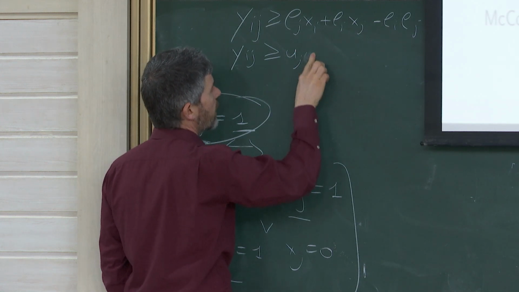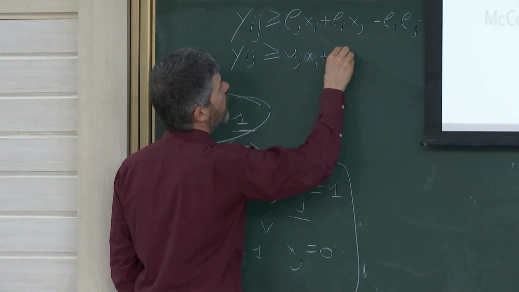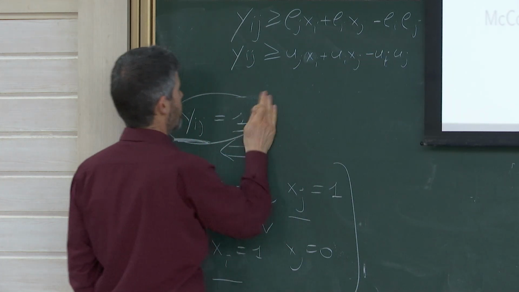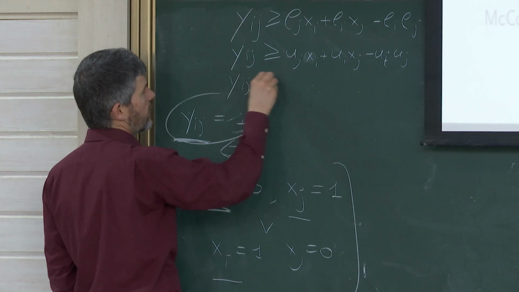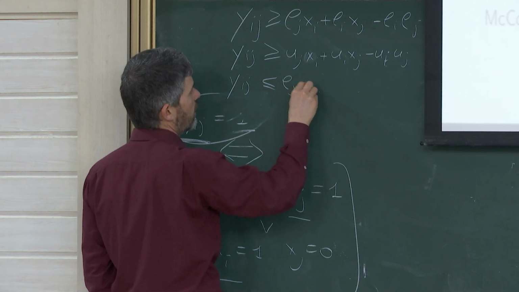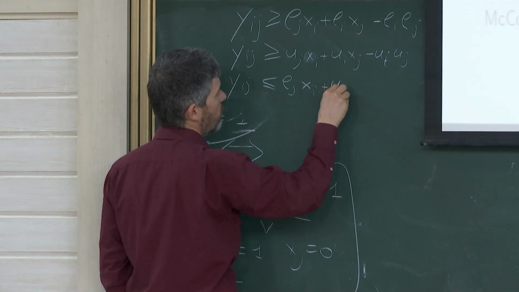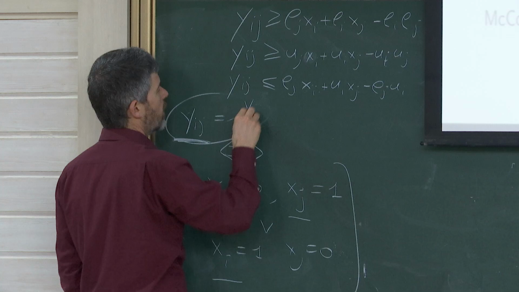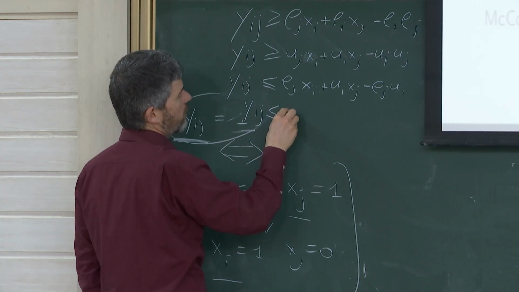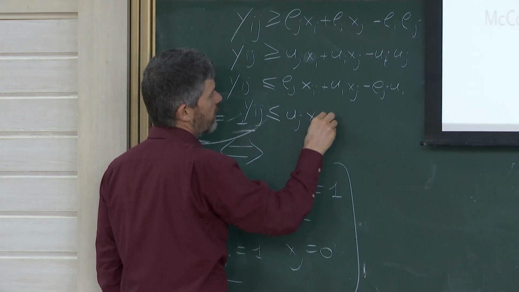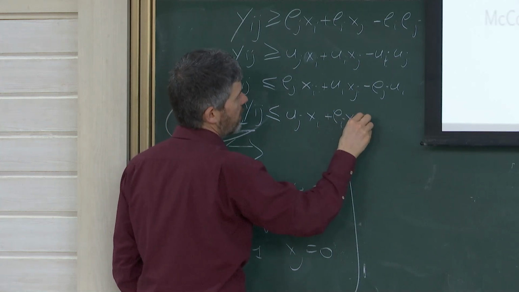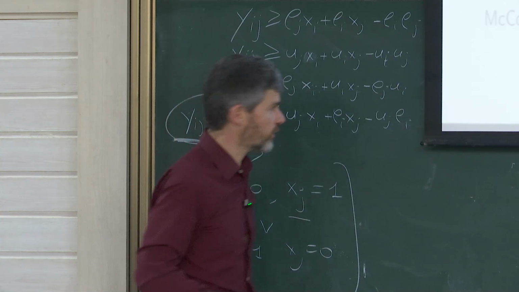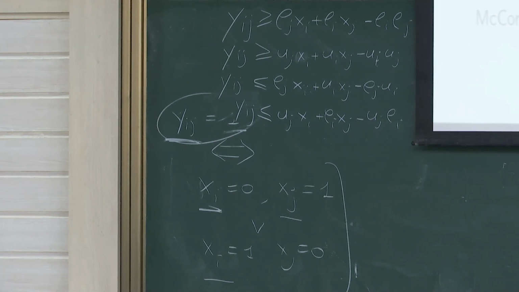Ujxi plus uixj minus uiuj. And then yij less or equal than ljxi plus uixj minus ljui. And finally, yij less or equal ujxi plus lixj minus ujli. So this is what was supposed to be written there.